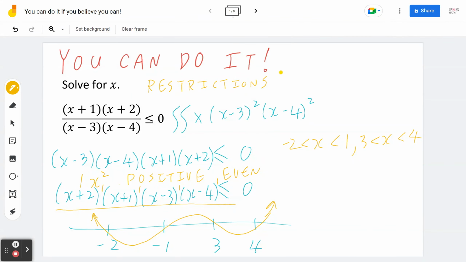The restrictions are x cannot be 3 and it cannot be 4. So you can go back and draw the circles here, of course. But x could be negative 1, so you draw a dot. x could be negative 2, you can draw a dot. So this means, again, if you look at your final answer, therefore, x is in between negative 2 and negative 1 inclusive, or x is in between 3 and 4 exclusive.